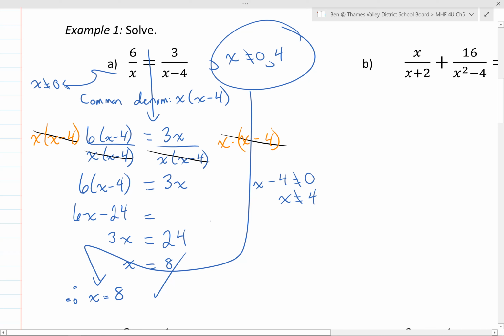That will not always be the case. Sometimes, and you'll see as we work with higher degree problems, we'll have more than one solution. Some of our solutions will be admissible and some of them will not be from those restrictions.